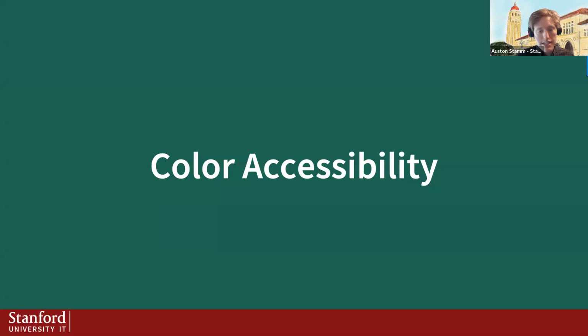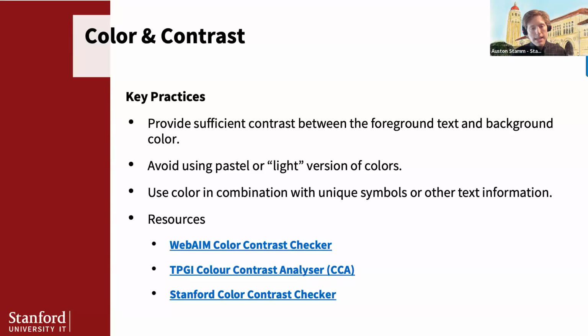Looking at color accessibility a little bit here, some of the key practices: you want to provide sufficient contrast between the foreground text and background color, avoid using pastel or light versions of color, and use color in combination with unique symbols or other text information. I have some resources here from the WebAIM Contrast Checker, TPGI Color Contrast Analyzer, as well as Stanford has a color contrast checker that I linked to, which is for Stanford branded colors, but maybe at your institution you could consider something as well, thinking about your branded colors and making them accessible.